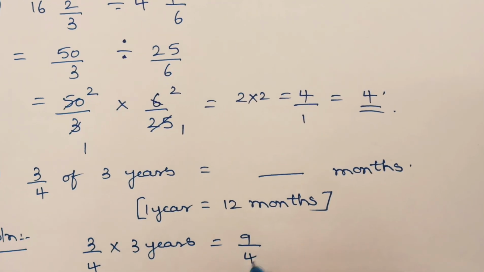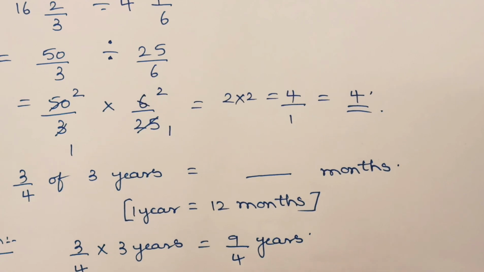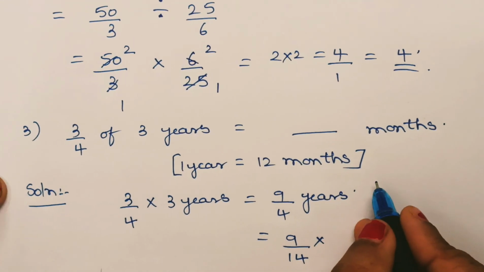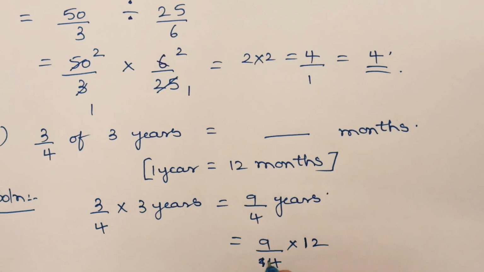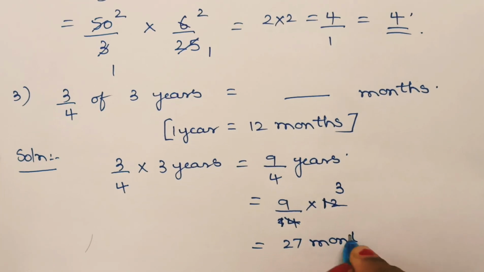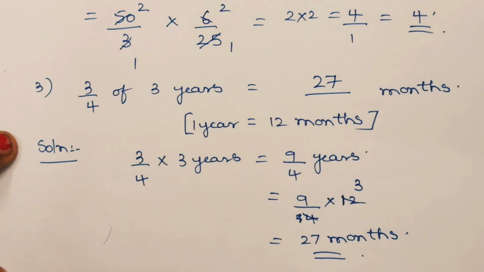So 9 by 4 years has to be converted into what? Months. Into what? Who can say? Years to be converted into months. So 12, 4 3s are 12. So your final answer is 27 months. So just write it down, 27.